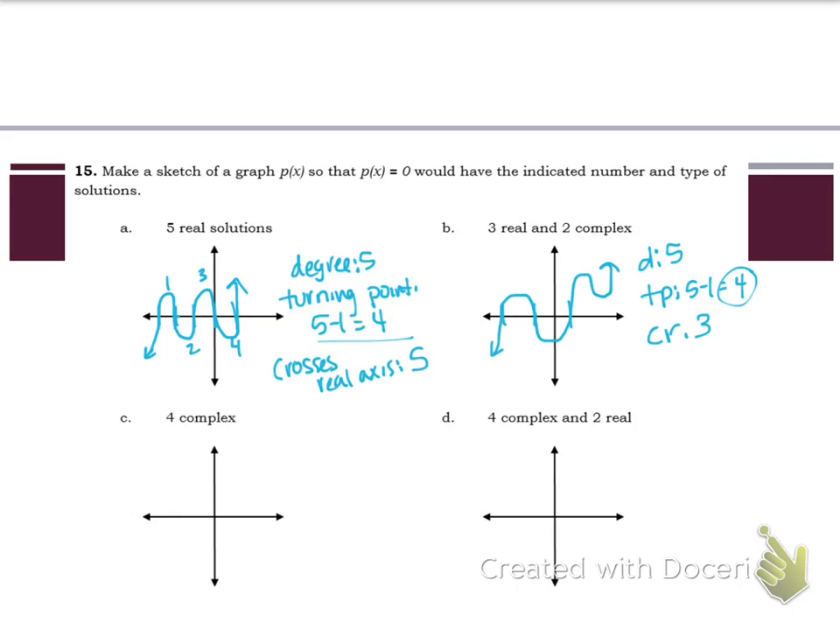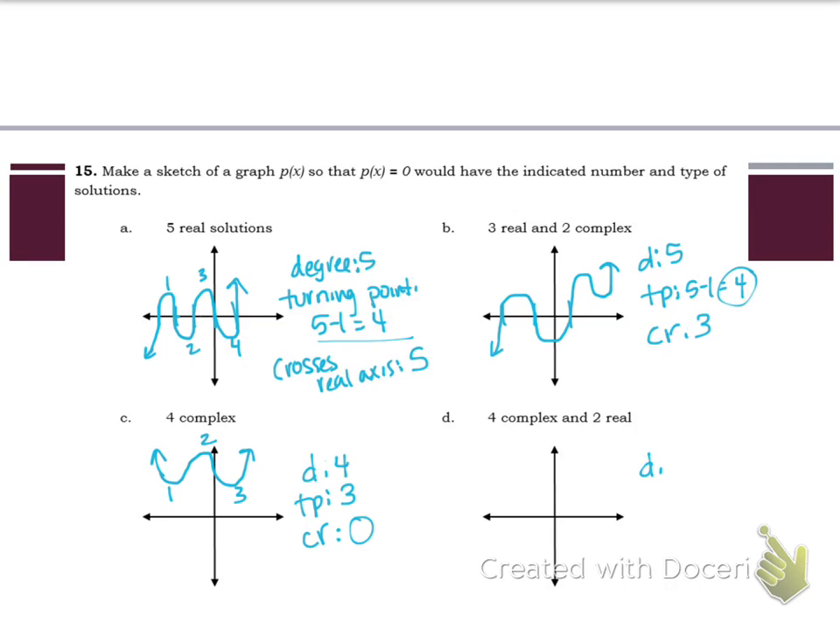Okay, my next one, I have a degree of 4. My turning points is 4 minus 1, so 3, and then crossing the real axis, they're all imaginary, so we're not crossing the real axis at all, but I know I need to turn 3 times. So I want to start my arrow going away, because if I started going down this way, it's going to eventually cross that. So there's 1 turn, 2 turns, 3 turns, and I want my arrow to keep going away from my x-axis. I don't want it pointing down, because that means it could potentially cross my x. And there's my 1 turn, 2 turns, 3 turns.